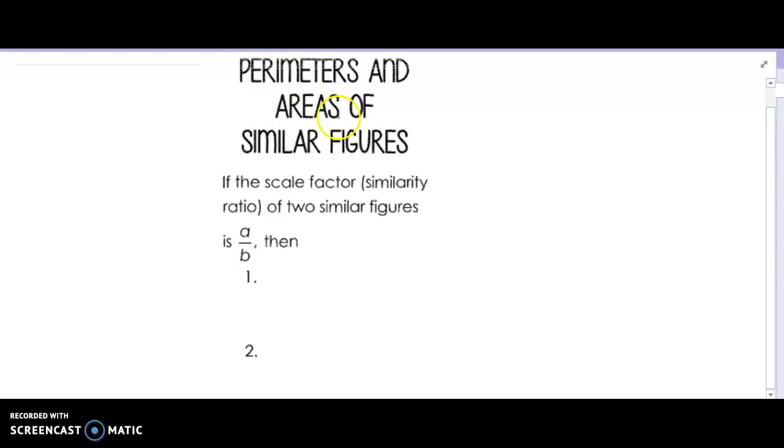All right, so this is the video for 8.1 Part B or Part 2, and we're going to talk a lot about the perimeters and the areas of similar figures. Now, we've done a little bit with perimeters on 8.1a, but we're going to go more in depth here, and then we're going to introduce the areas as well.